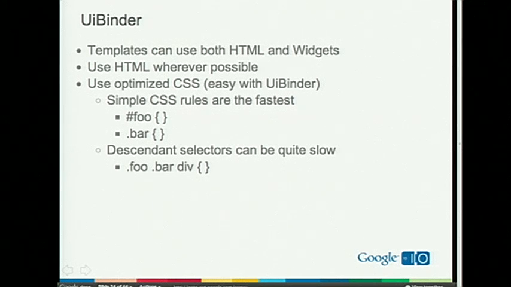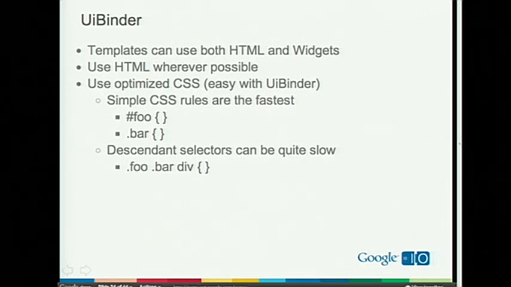So UiBinder, for those not familiar, is a simple XML structure that we introduced in 2.0 that allows you to use XML to describe what would normally have been a lot of Java boilerplate. But a side effect of this is it also makes it really easy to mix widgets with HTML elements, so you just create HTML where that's what you want. It also makes it easier to mix CSS with your widgets, associate them directly, and also avoid slow CSS patterns.